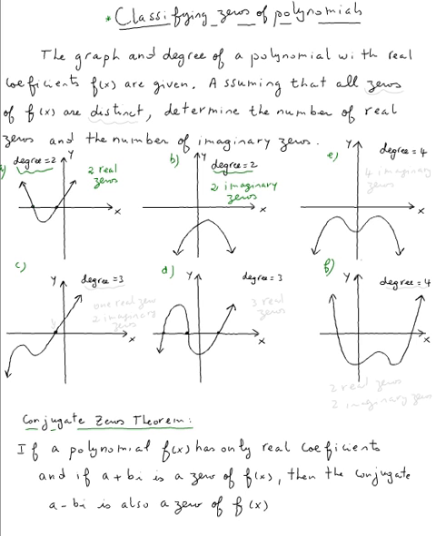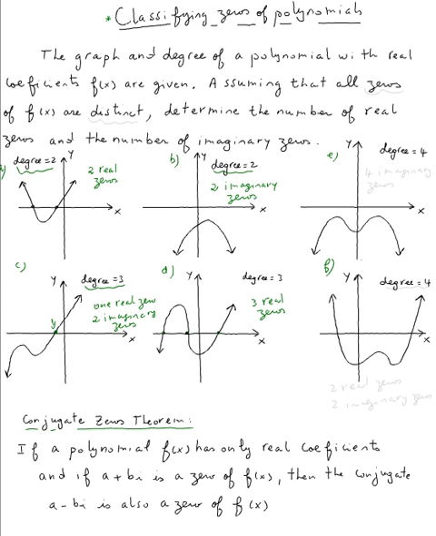For question C, the degree is 3. So we know there is one real solution because there is one x-intercept. So we know there is one real zero. So therefore there are going to be 2 left because the degree is 3. But the 2 that are left are imaginary zeros. 2 imaginary zeros.